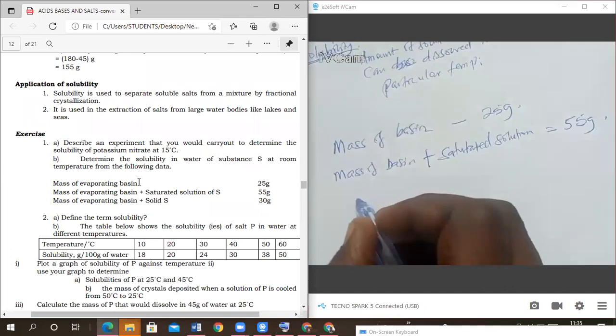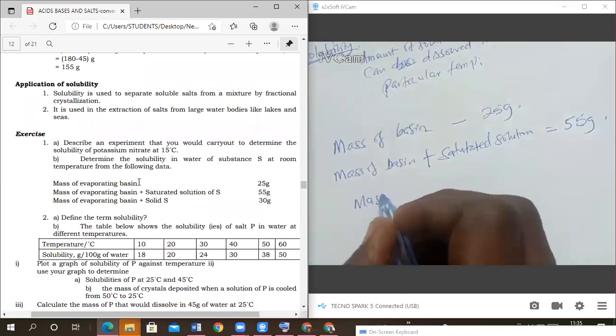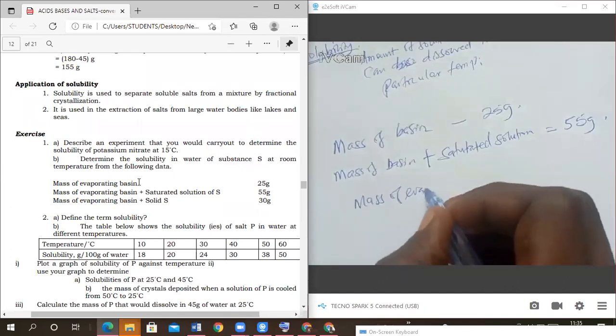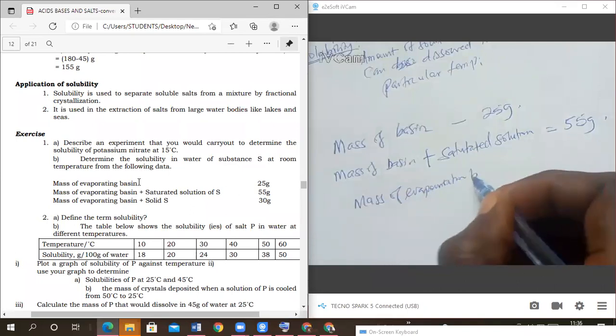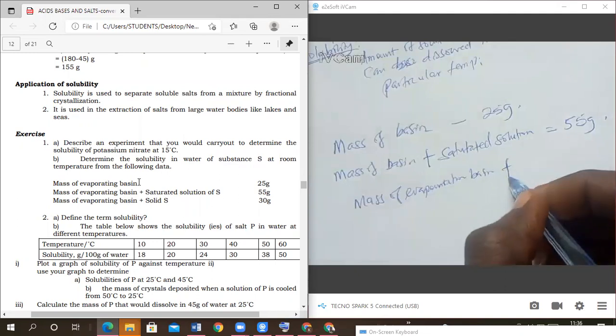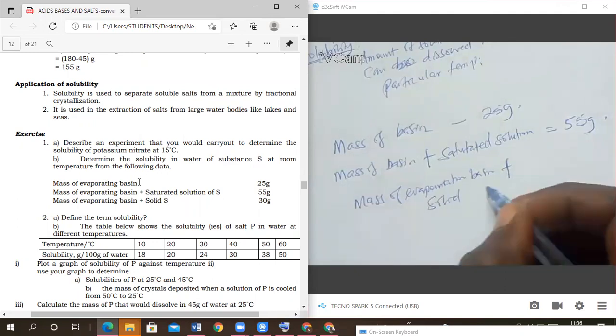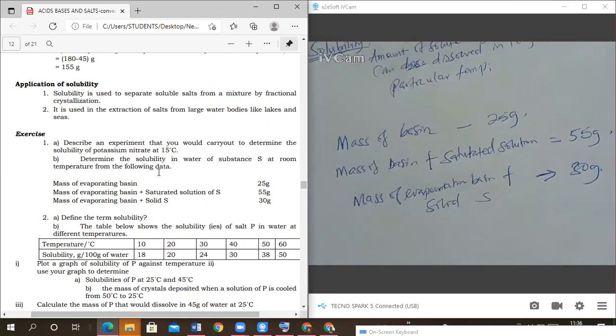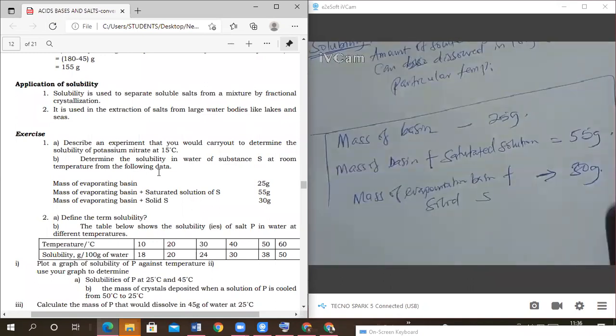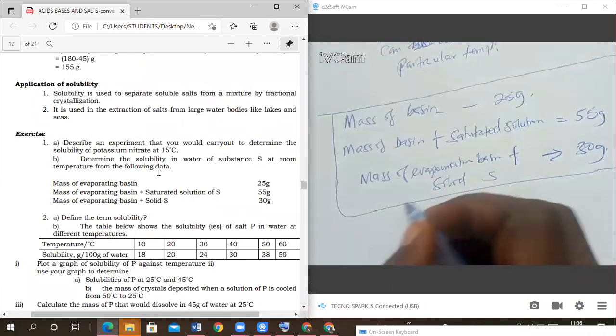Now, after evaporating, this is the mass of the evaporating basin plus the solid S. Now it is 30 grams. We have this data here from the question. They want us to calculate solubility.